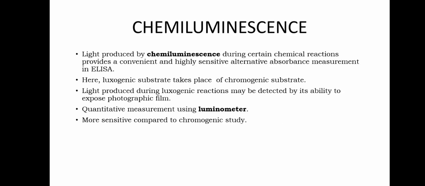Then we are going to discuss two modifications of ELISA: chemiluminescence ELISA and ELISpot. The chemiluminescence is based on the luminogenic substrate. Light produced by chemiluminescence during certain chemical reactions provides a convenient and highly sensitive alternative to absorbance measurement in ELISA. Luminogenic substrate takes the place of chromogenic substrate.